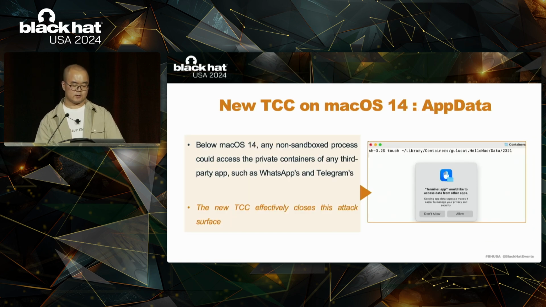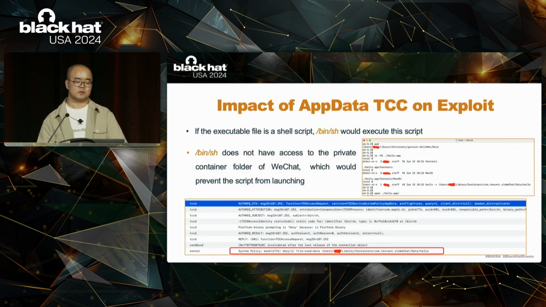Below macOS 14, any non-sandbox process could access the private containers of any third-party app, such as WhatsApp and Telegram. The new TCC effectively closes this attack surface. This is a nice security protection, and it makes the security of desktop operating systems closer to mobile operating systems. For example, if the executable file is a shell script, bin.sh would execute this script, but it doesn't have access to the private container folder of WeChat, which would prevent the script from launching.